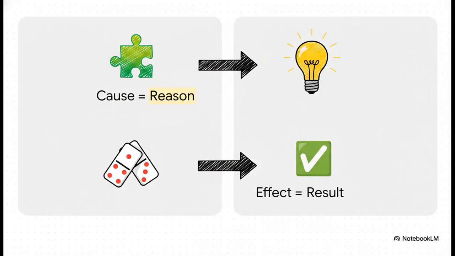All right, let's bring this all together. If you take absolutely nothing else away from this explainer today, please burn this concept into your memory. Cause equals reason. Effect equals result. That's it. It's simple, it's elegant, and it is the absolute core of the logical architecture we've been unpacking. The reason drives the outcome, every single time.